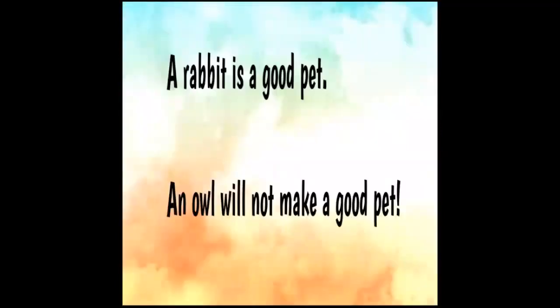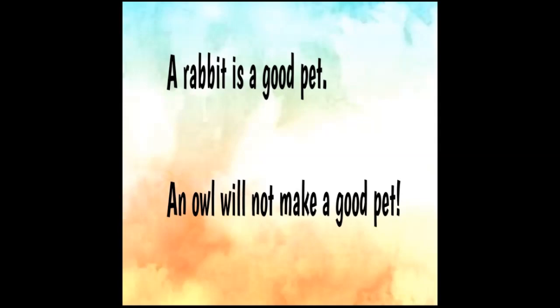A rabbit is a good pet. An owl will not make a good pet. In these examples, the sentences are talking about a rabbit or an owl in general, meaning any rabbit or any owl. When your meaning is general, use an indefinite article. A is used before words that begin with consonants, while an is used before the words beginning with vowels.